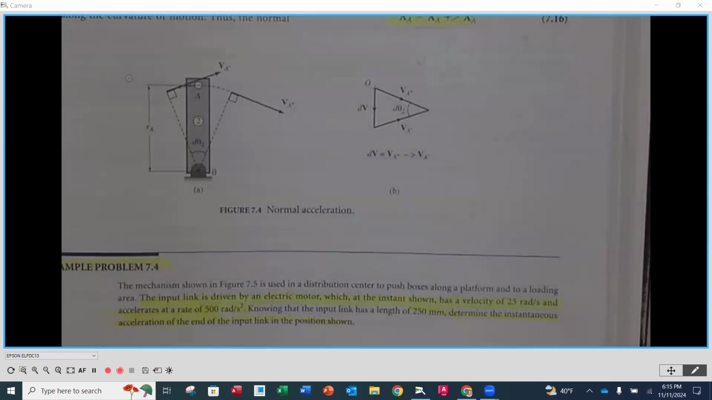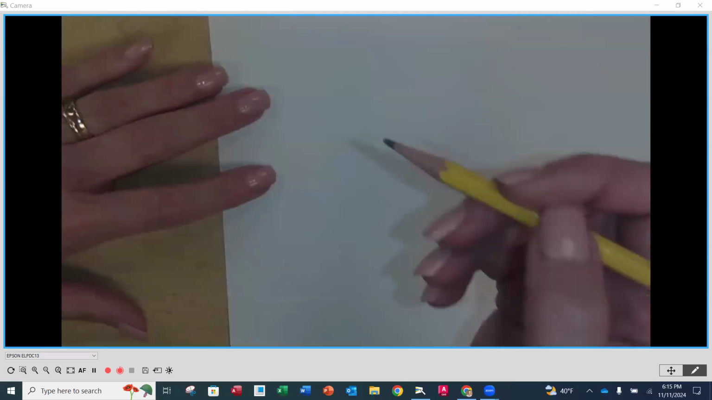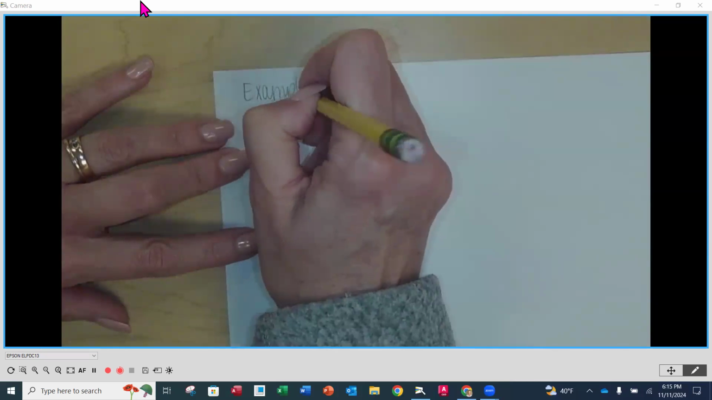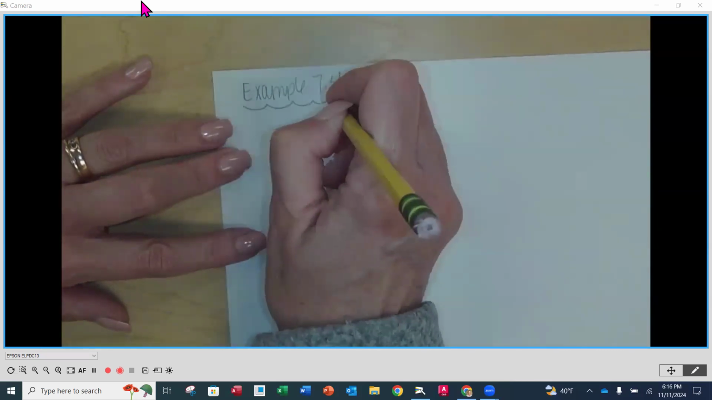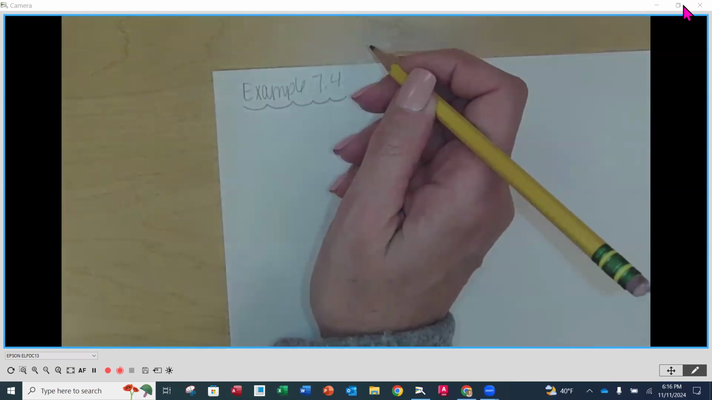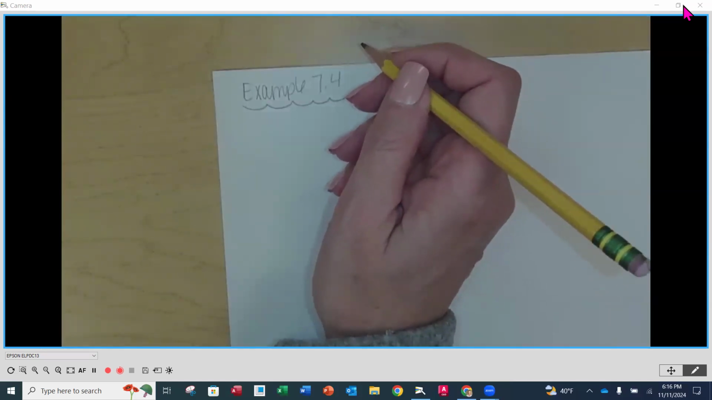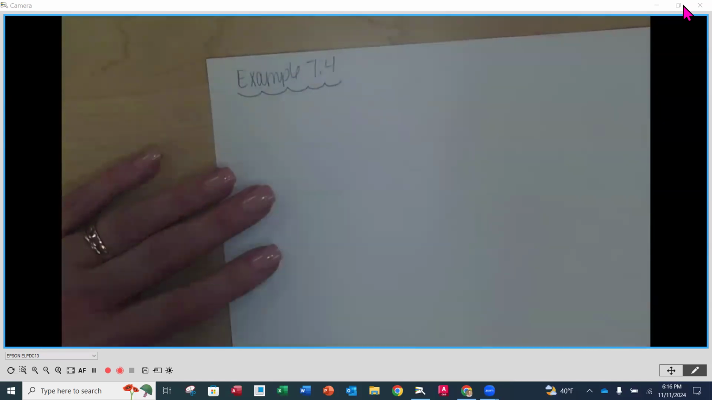Okay, so let's look at what we have here. I'm going to get out a piece of paper. So this is going to be example problem 7.4. Now what we want to do is take what we have there and look at what is given and what we are trying to find.